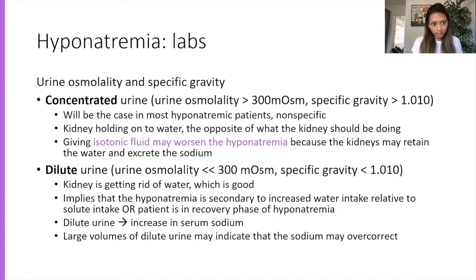So the urine osmolality and specific gravity. This can tell you a little bit about the etiology of the hyponatremia. If the urine is really concentrated, i.e. the urine osmolality is over 300 milliosmoles, or the specific gravity is greater than 1.01, this will likely be the case in most hyponatremic patients. Non-specific, it doesn't point to a specific etiology, but it does indicate that the kidney is holding onto water, which is not what you want them to do if they're hyponatremic. You want them to get rid of water to concentrate the sodium.